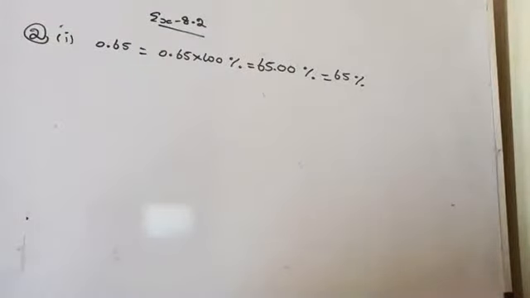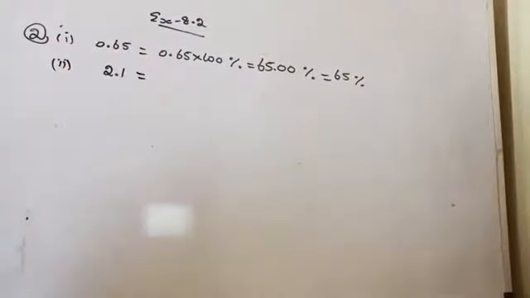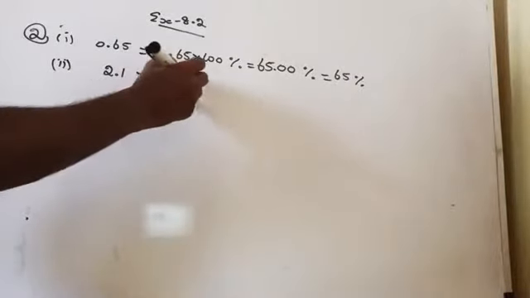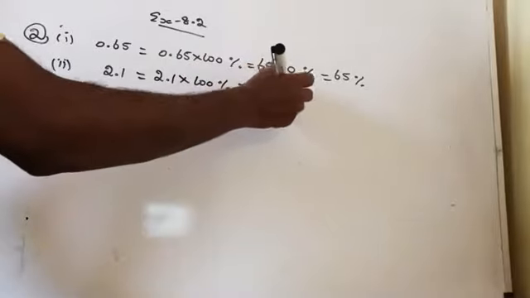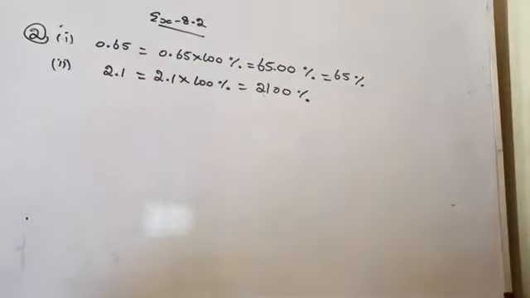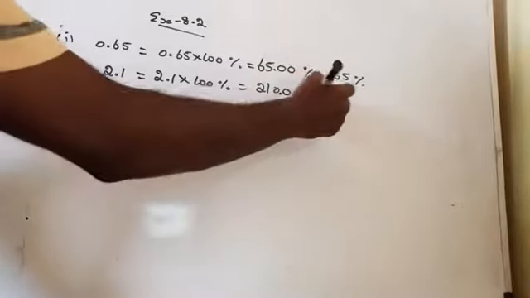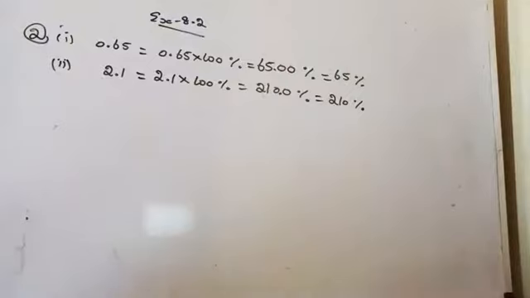Now come to the second part. What is the second part given for you? That is 2.1. This is a given decimal number, you have to convert into percentage. That is 2.1 into 100 percentage. That is 210, so 210 percentage. Am I right? Yes. Shall we move to the next part?